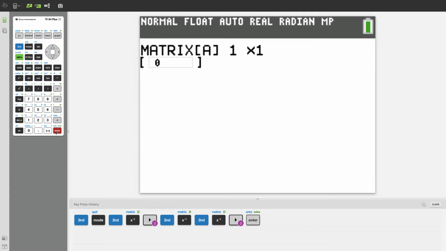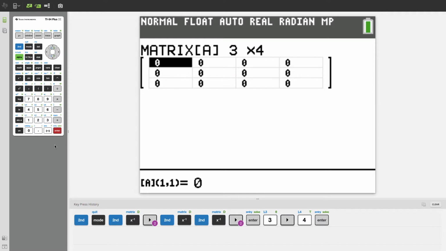Now, what size of a matrix did we have? Remember, it's rows by columns. How many rows is the matrix on your paper? 3. And then I hit over 3 by 4. Now, when you hit 3 by 4 and hit enter, do you get a 3 by 4 that matches up with what you have on your paper?